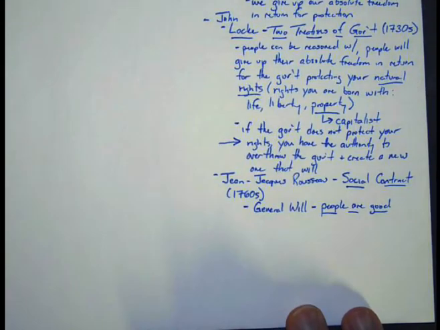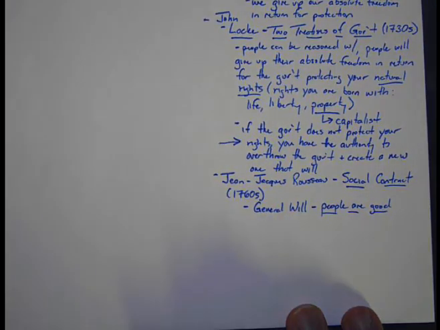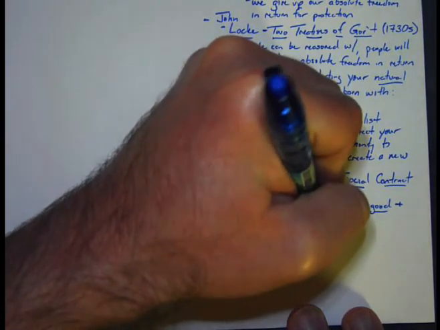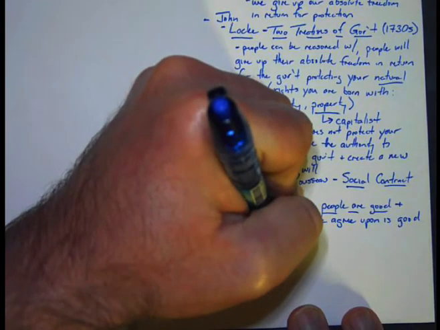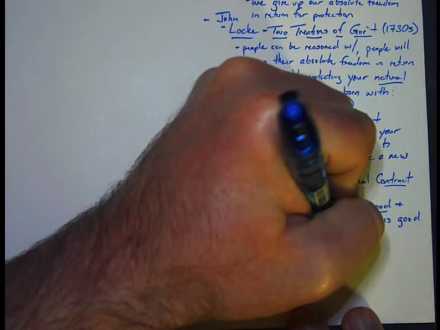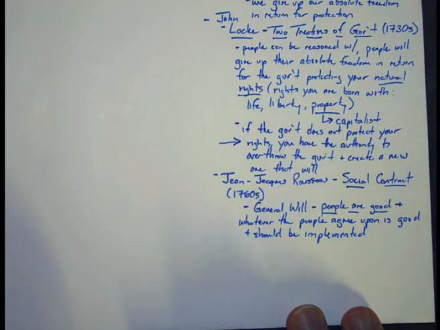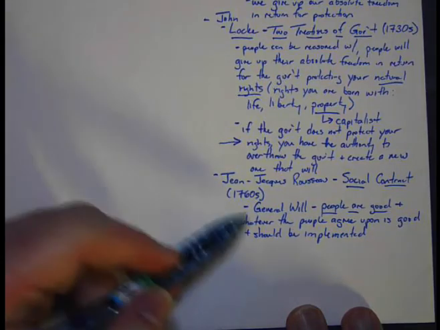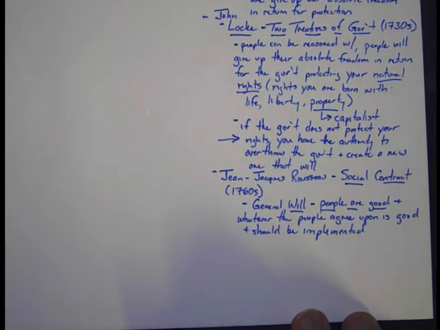People are good. And so in this sense, he's really different from Hobbes and Locke. He thinks people are good. And he says, whatever the people agree upon is good and should be implemented. Like, that's what the government should be. What the people agree upon is good because people are good. And so whatever their general consensus is, or their general will, is good. And that's what we should be doing.